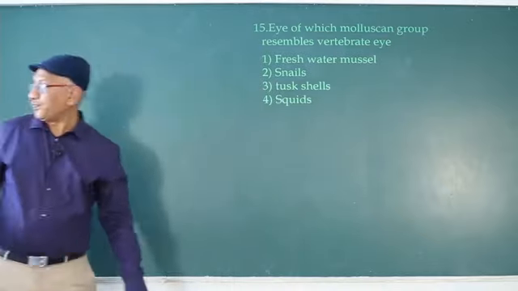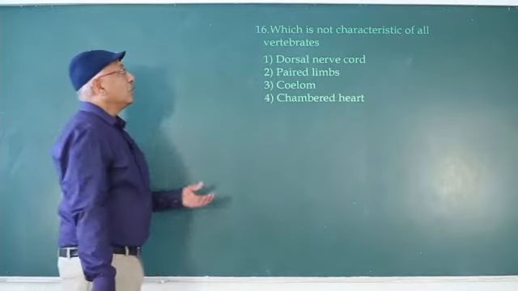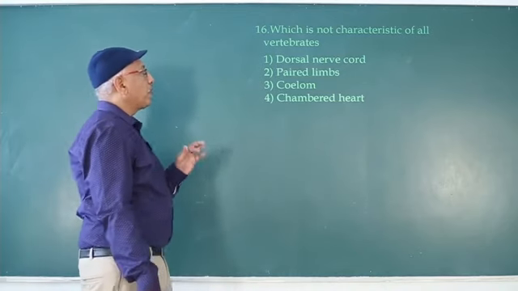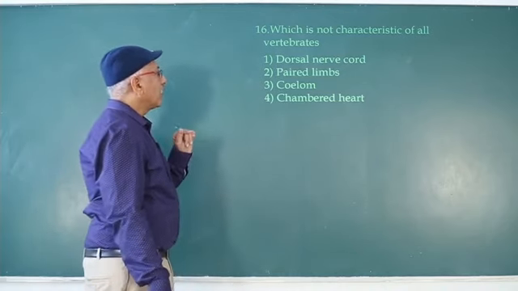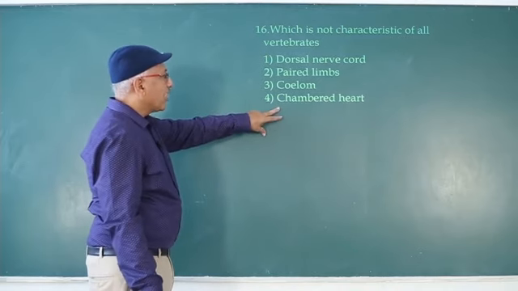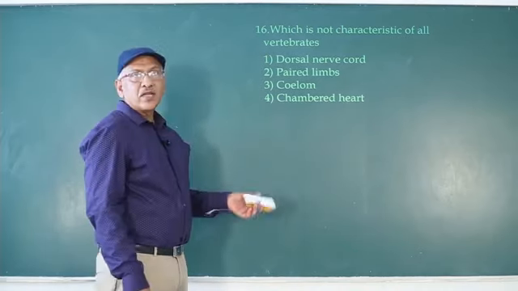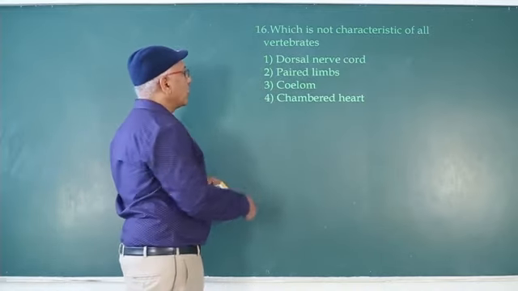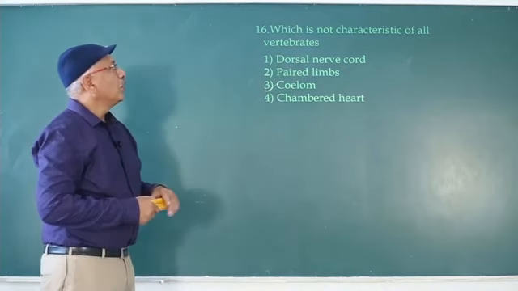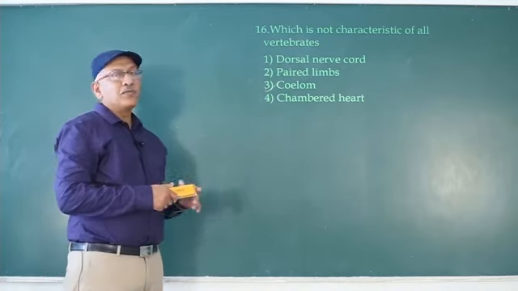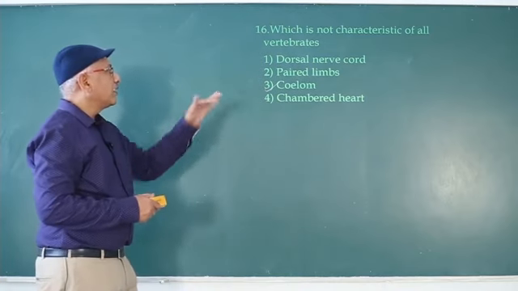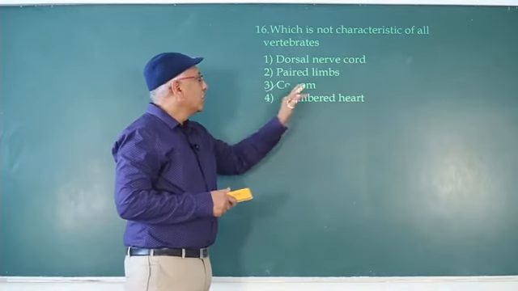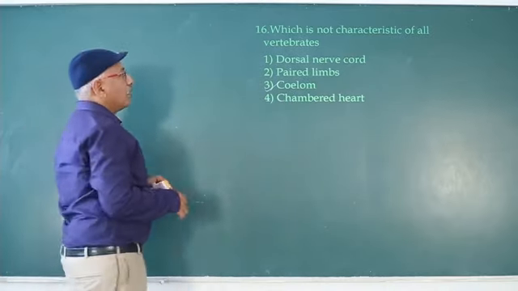So next question, which is not characteristic of all vertebrates? Dorsal nerve cord, correct. Paired limbs, correct. Coelom. Chambered heart. So the heart is chambered, you already know. Which is not characteristic of all vertebrates? Coelom is absent in some animals. Dorsal nerve cord. Paired limbs. Coelom. Chambered heart.